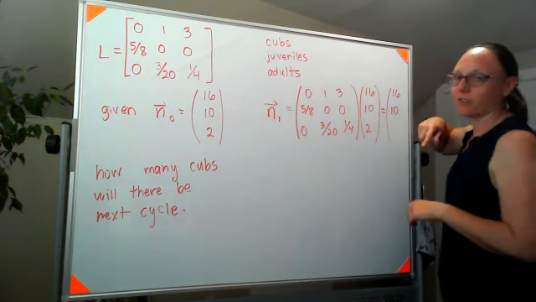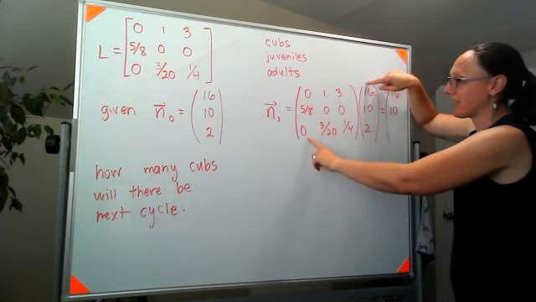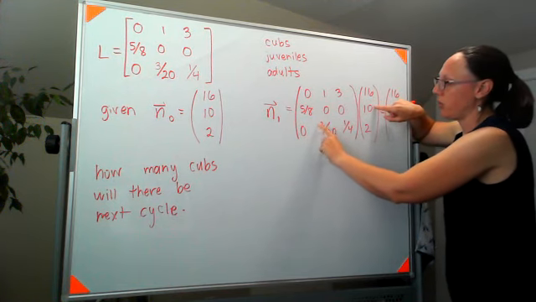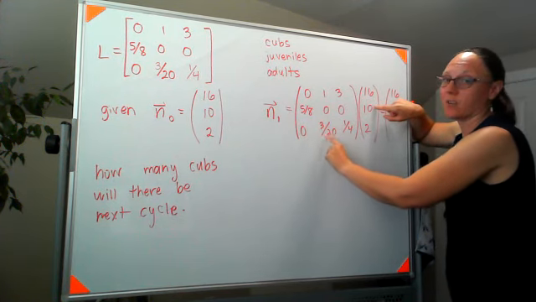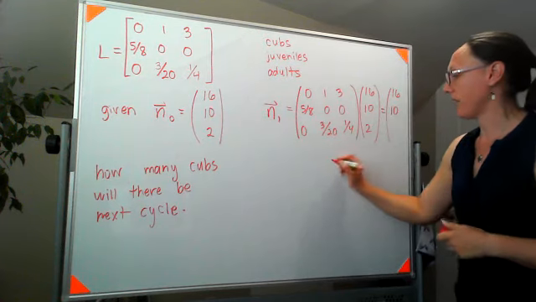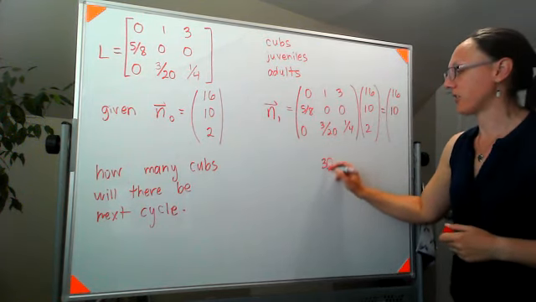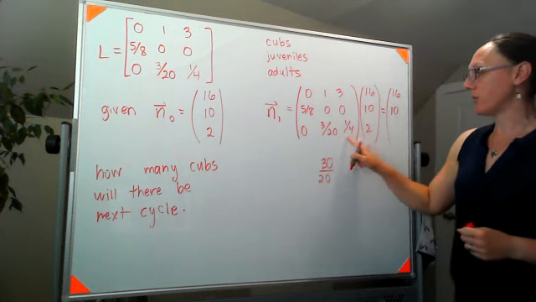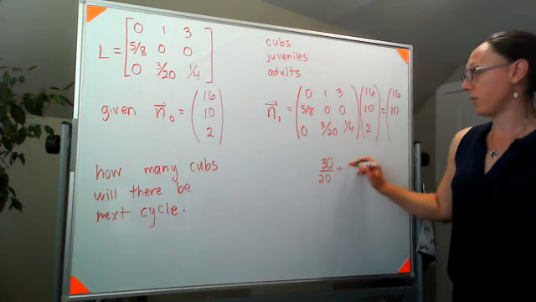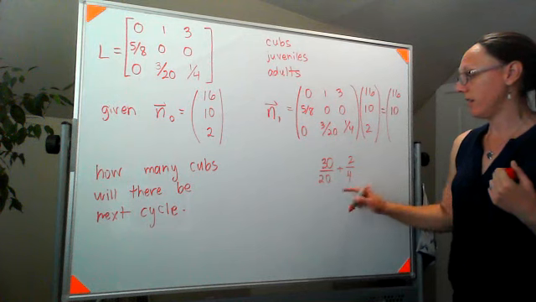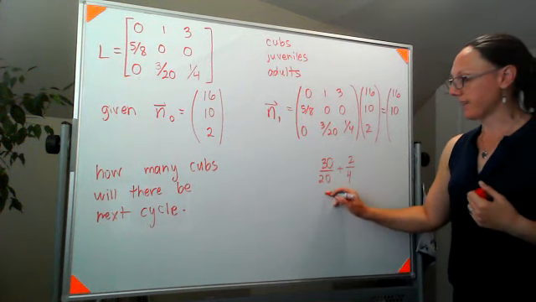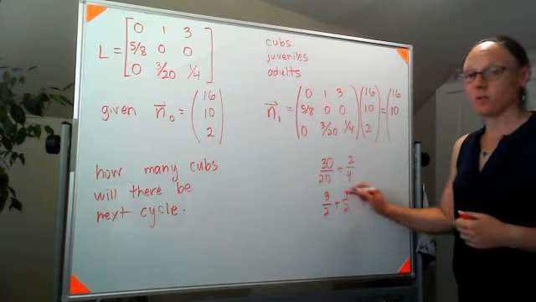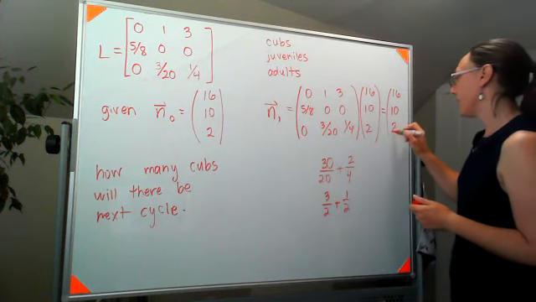Now let's check in on our adults. So I'd have 0 times 16 plus 3/20 times 10. So that's 30 over 20. Just write it here. I don't do fractions well in my head. So that's 30 over 20. And then 2 times 1/4. So plus 2/4. Well, 30 over 20 is the same as 3/2. And 2/4 is the same as a half. So that's 4/4 or 2.